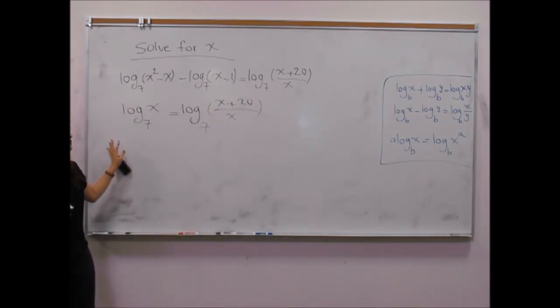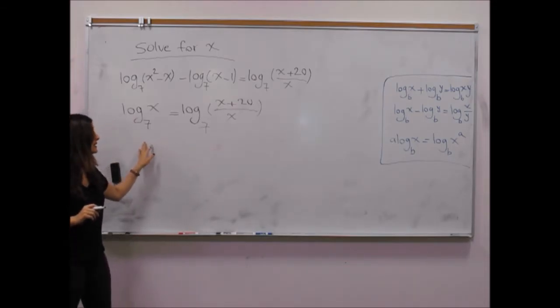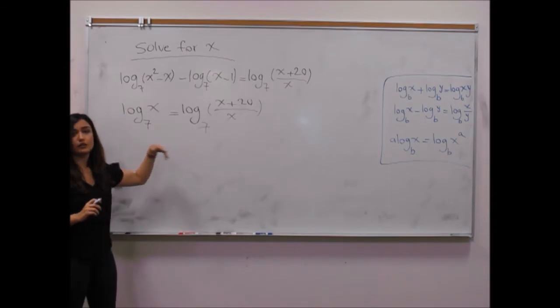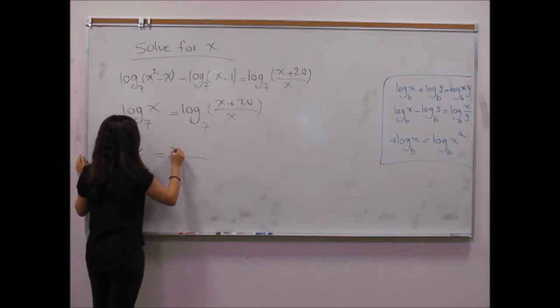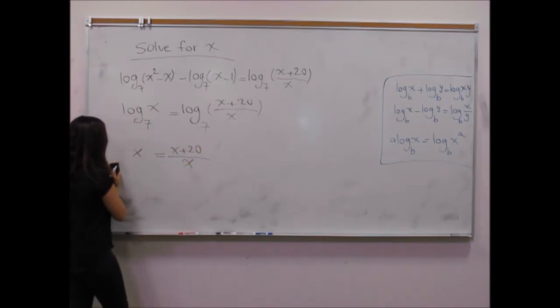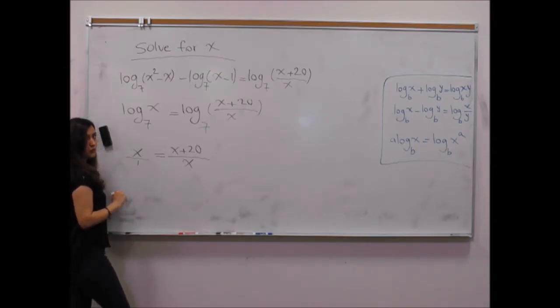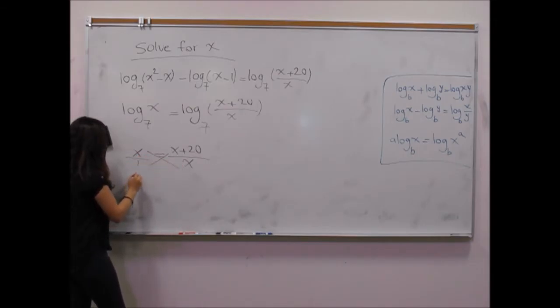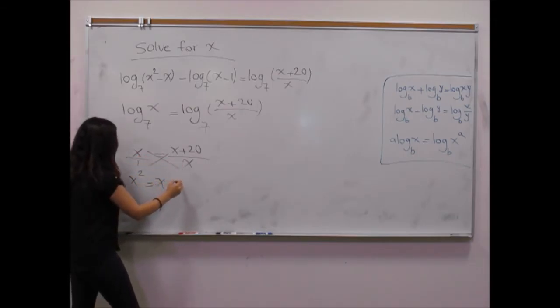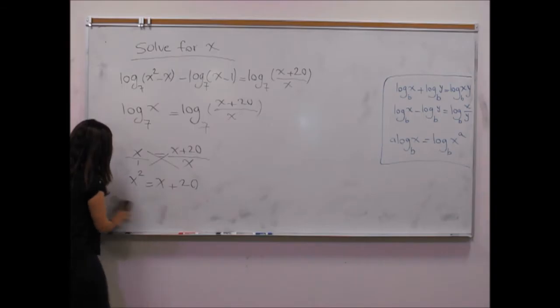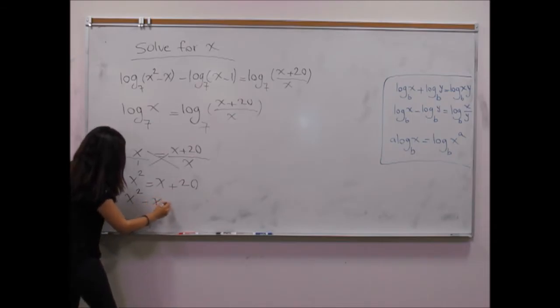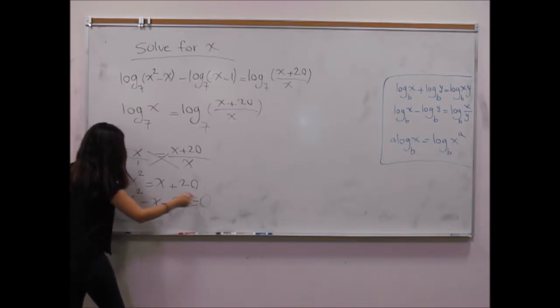And then I have logs on both sides of the equation with same bases. So I'm going to just set the arguments equal to each other. So I have x equal to x plus 20 over x. And then there's a 1 for the denominator. I'm going to cross multiply these two. I get x times x, x squared equal x plus 20. Then I'm going to move these two to the other side. So I would have x squared minus x minus 20 equal to 0.